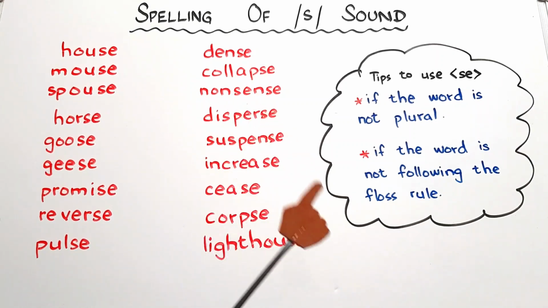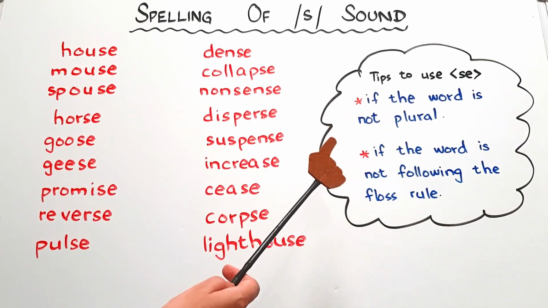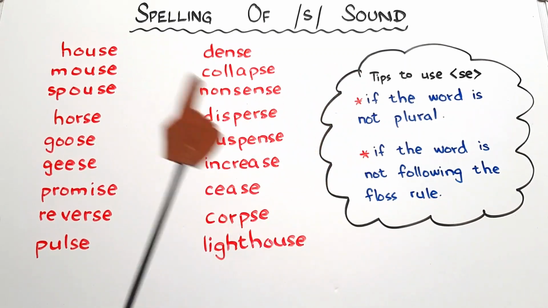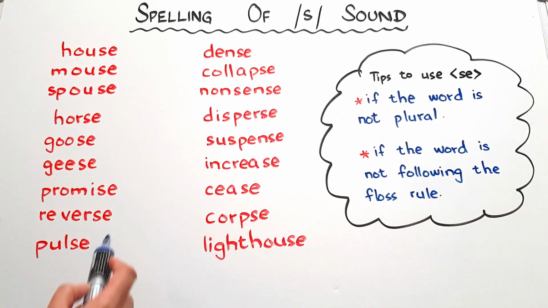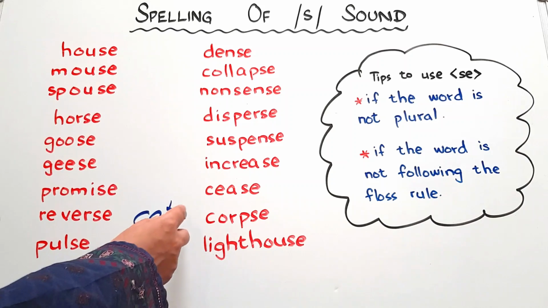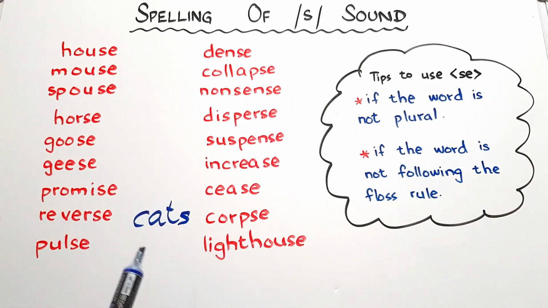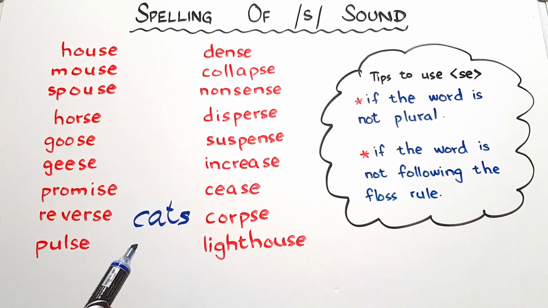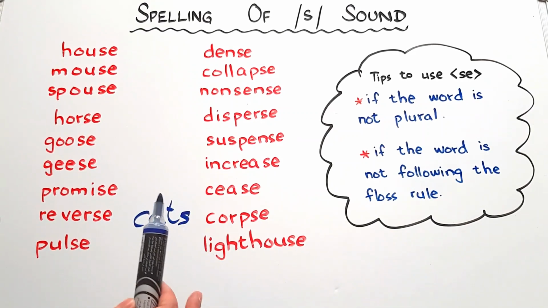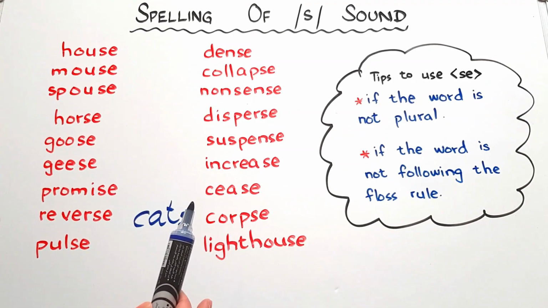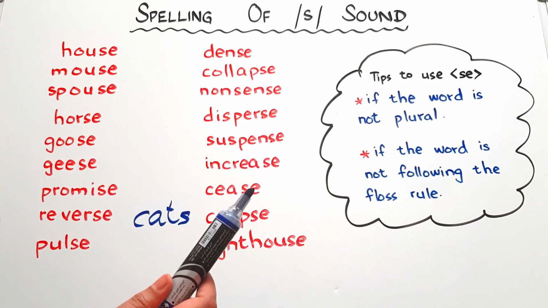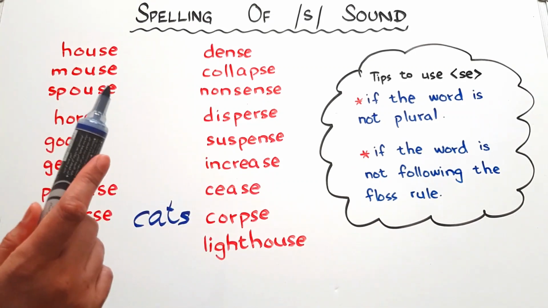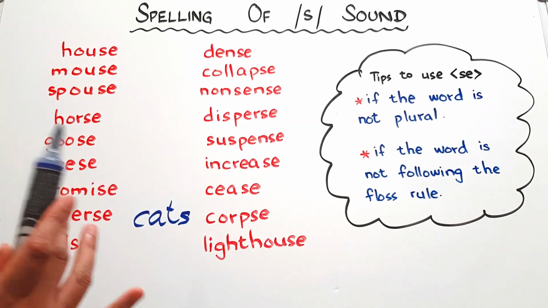The tips are, if the word is not plural, you can write SE. For example, if the word is cat, the plural of it would be cats. So now, cats, it's a plural. So you will not write this with SE. It would come only with a single S. But if the word is not plural and even then you are hearing the S sound at the end, you can write SE. Second tip, the word should not be following the floss rule.